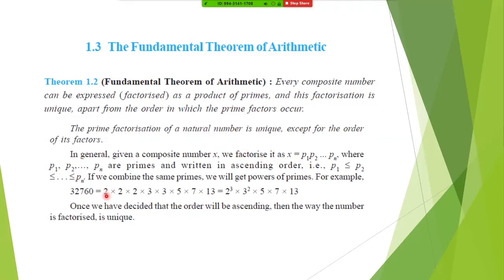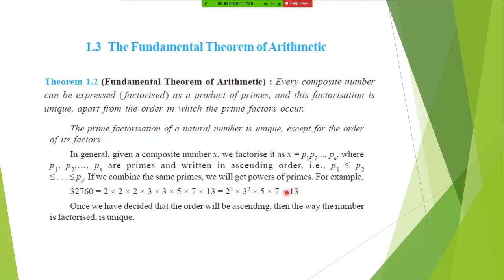Take this one, 32760. You can write it as 2 cube into 3 square into 5 into 7 into 13. Normally we write it in ascending or descending order. Or you can even mix it up, like 3 square into 2 cube into 7 into 5 into 13. That is not wrong. That is called the order of the factors.